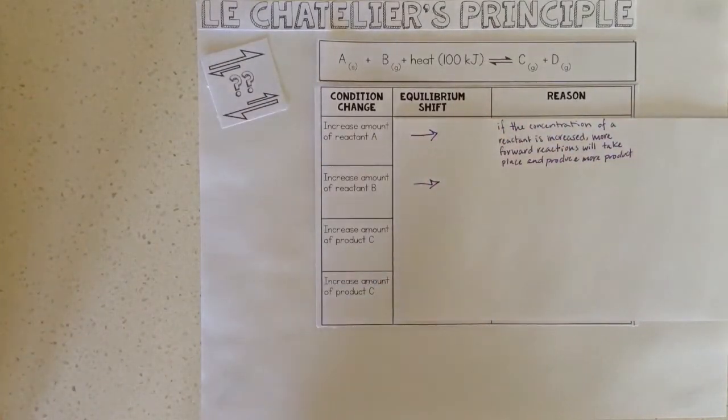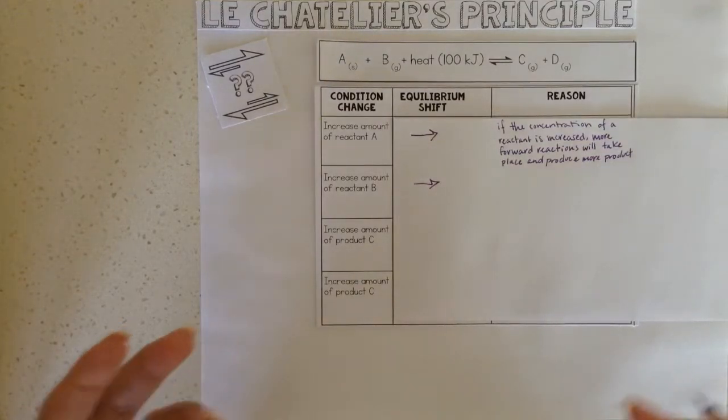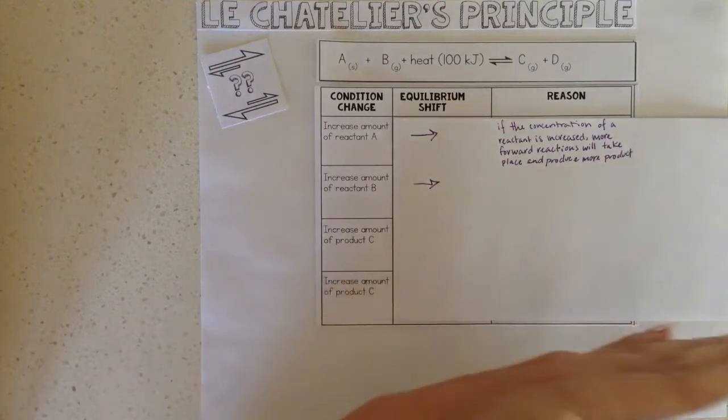And it's going to be for the exact same reason. You have more B, you have more A, you have more reactant. Well, you're going to have more chances for that forward reaction to happen.